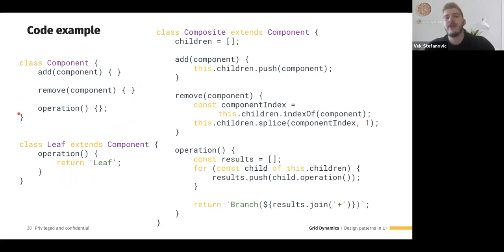It would define methods for adding and removing components, and the operation method, which is actually used to perform some operation. The leafmost component only needs to implement the operation. It doesn't need to implement add or remove methods because it can't have children. But the composite, as you can see, has both add and remove methods for adding and removing children.